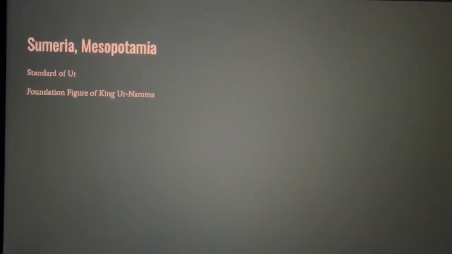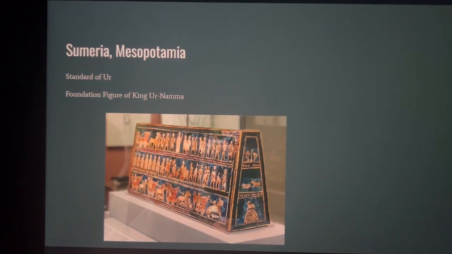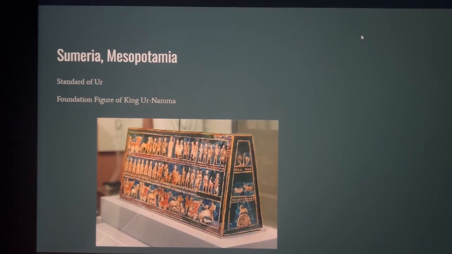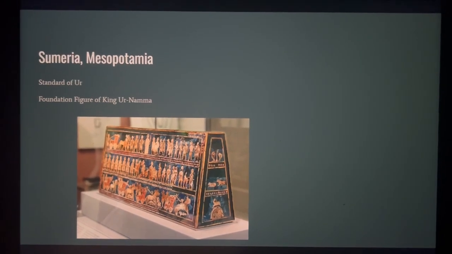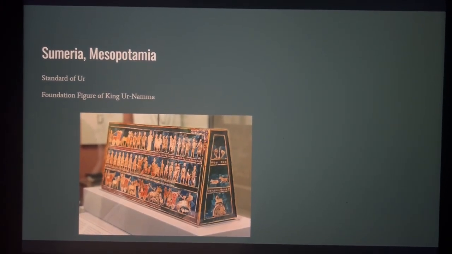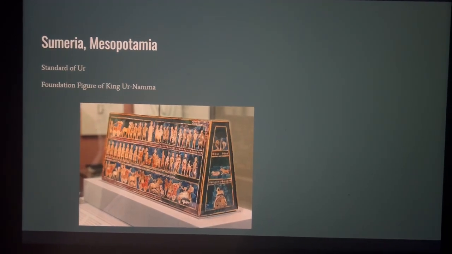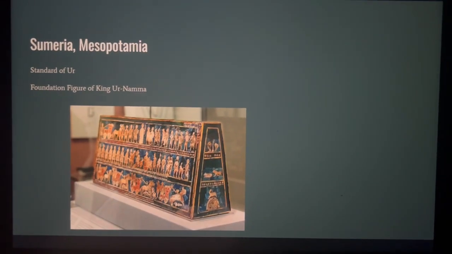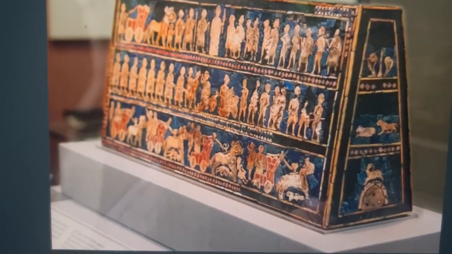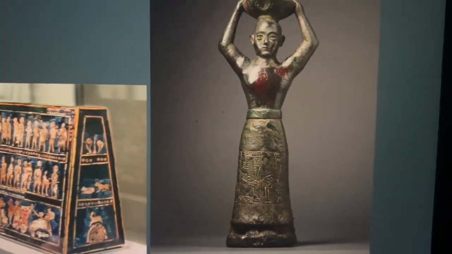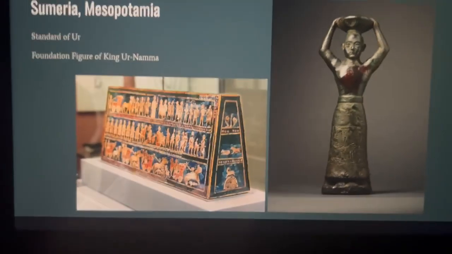Let's see, first stop will be at Sumeria. For the sake of brevity, I've chosen to focus on five specific works from each period and area, and just focus on those instead of going over an exhaustive list. Right here we have the standard of Ur and the foundation figure of King Ur-Nama.